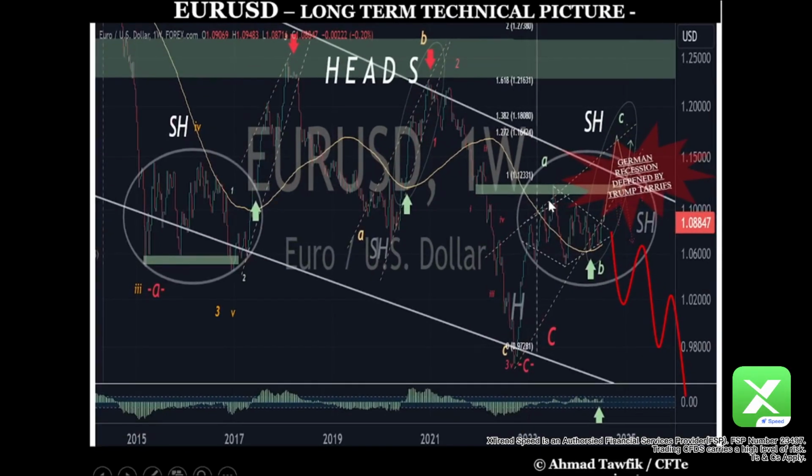We did a bit of summary on the current trend when we were doing the fundamentals. The current trend is on German recession, deepened by Mr. Trump's trade tariffs. It will probably drive euro dollar below parity, as low as 0.94. This is the move we're looking at on the weekly.